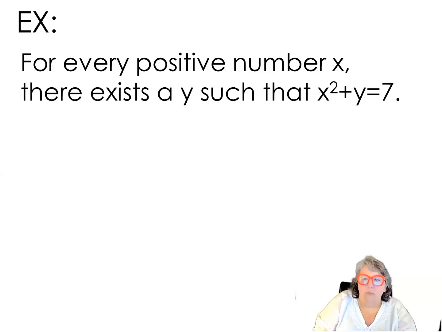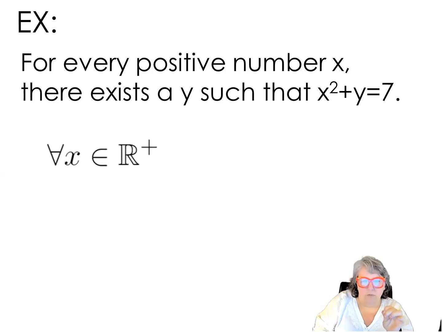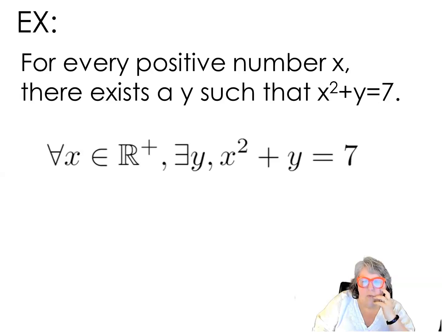For every positive number X, there exists a Y such that X squared plus Y equals 7. Okay, so this one's laid out a little bit nicer. For every positive number X, so they didn't say what kind of number, but since it's positive, it can't be complex. So we're going to assume it's a real number. So for all X in the positive reals, there exists a Y. They don't tell us anything about the Y, so we'll just assume it's in the real numbers, or we just won't say anything. There exists a Y where X squared plus Y equals 7.